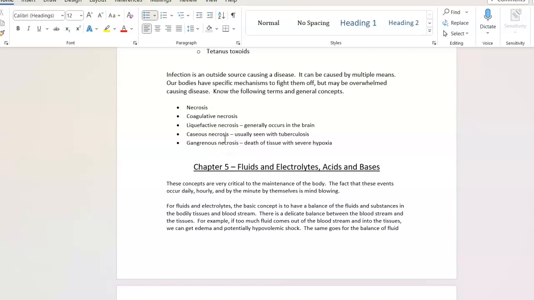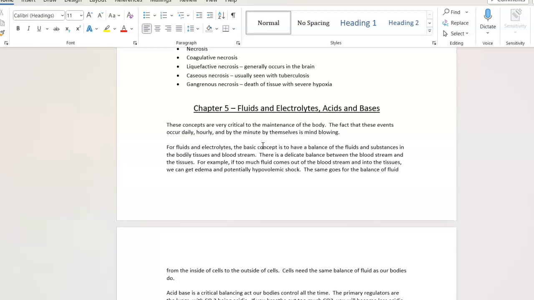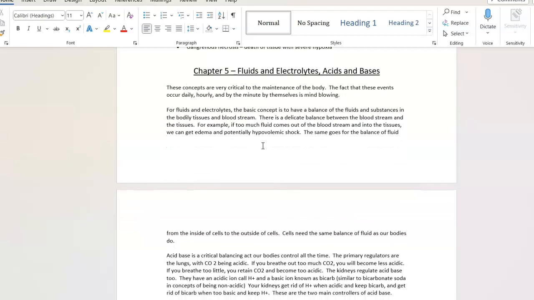Gangrenous is death of tissue with severe hypoxia. Know that as well. Woo, okay. If you need a breather, we're almost halfway through. Take a breather. But we're getting into fluids and electrolytes and acids and bases. So this is a whole chunk of information. So they're also very critical. These are going to be bread and butter.